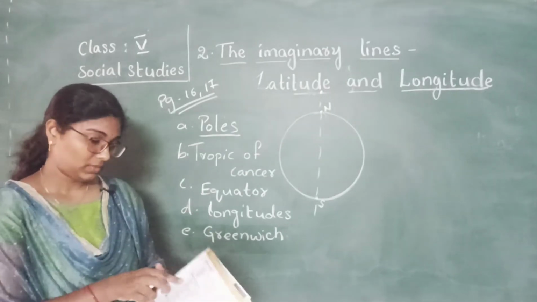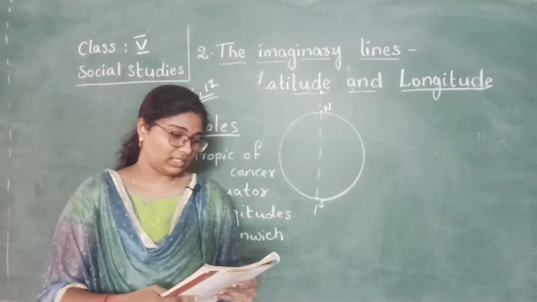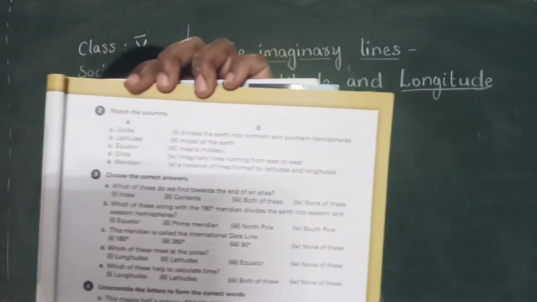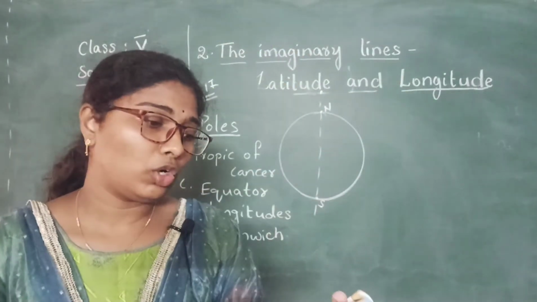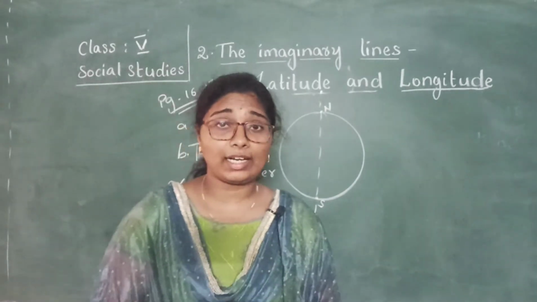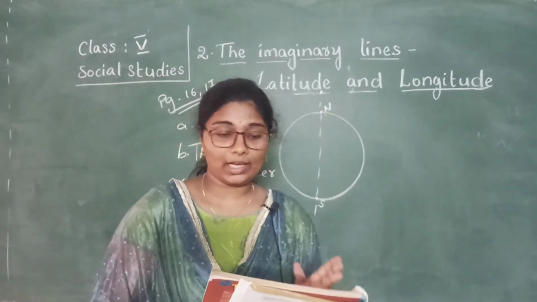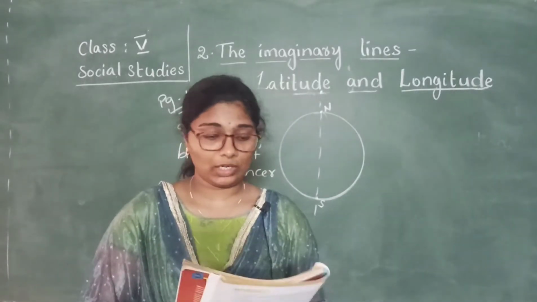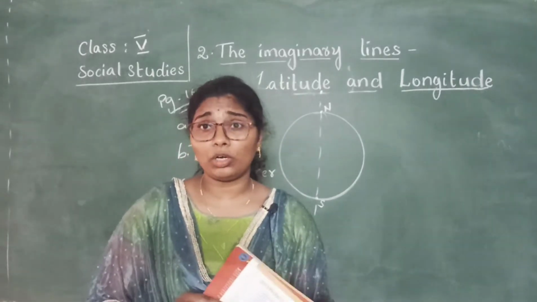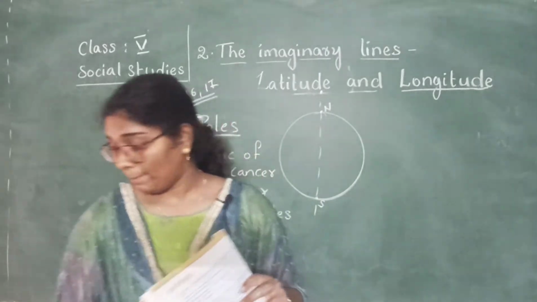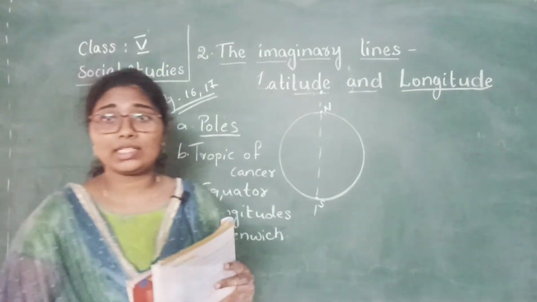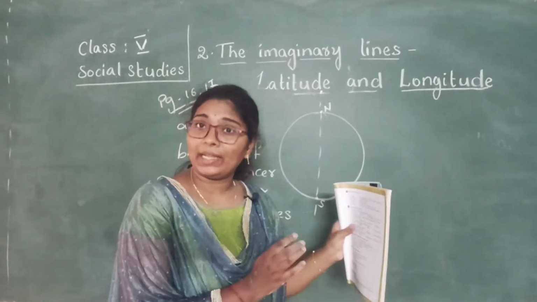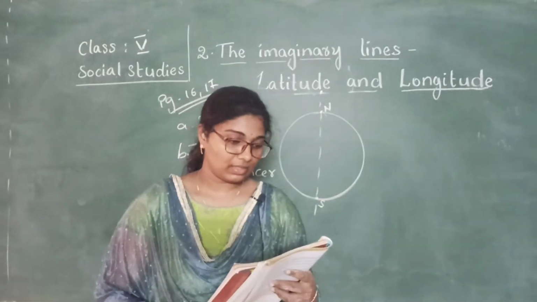Right. Page number 17. So you have two columns given here. Match the columns, Nana. Globe, latitudes, equator, grids and meridian are given in column A, and you have the matching in column B. So what is a globe? Globe is a model of earth. It is a replica of the earth.